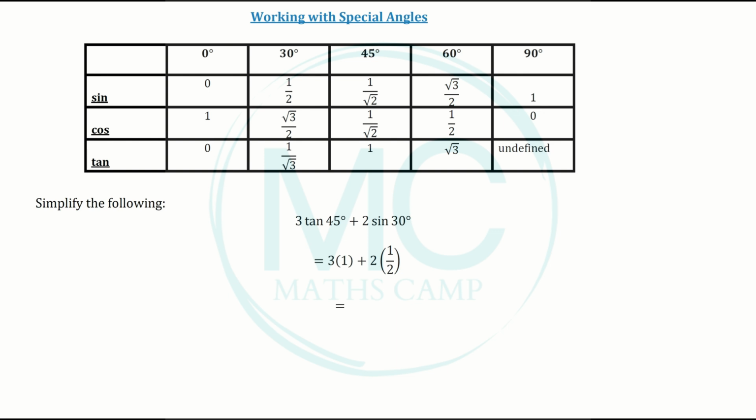Now we can multiply out. 3 multiplied by 1 gives us 3, plus 2 multiplied by 1 over 2 gives us 1. 3 plus 1 gives us an answer of 4.